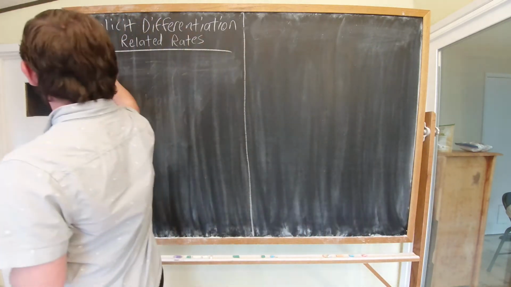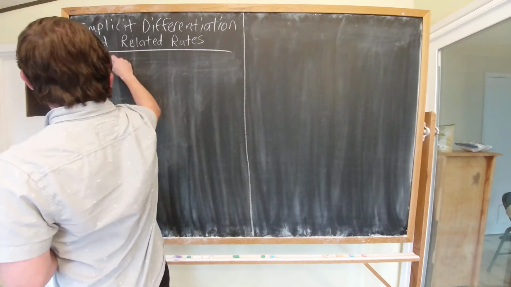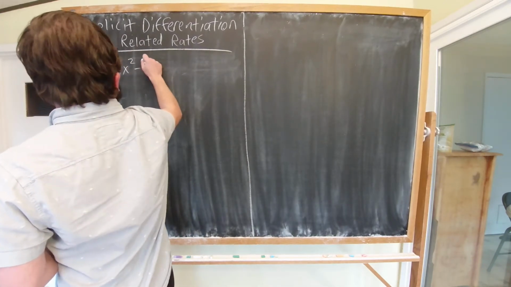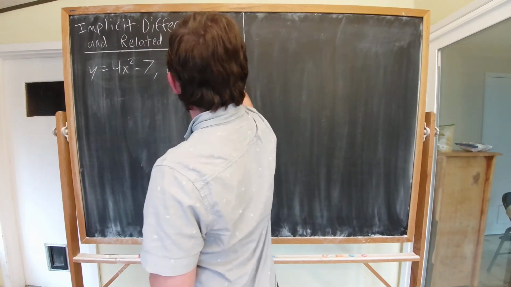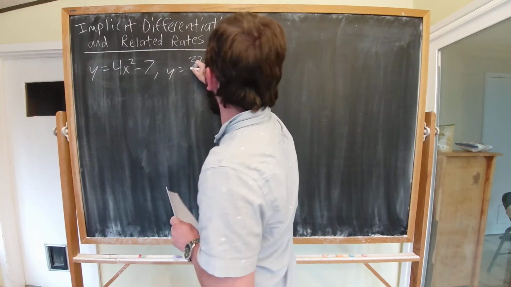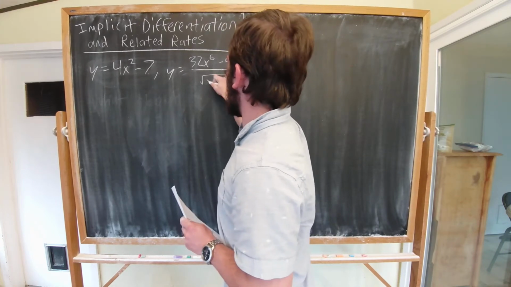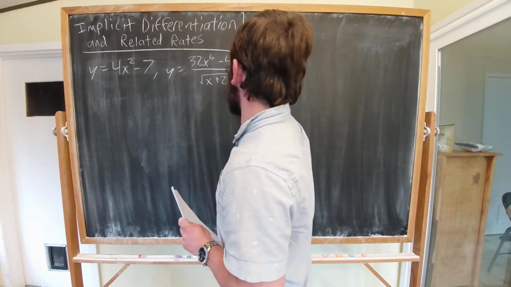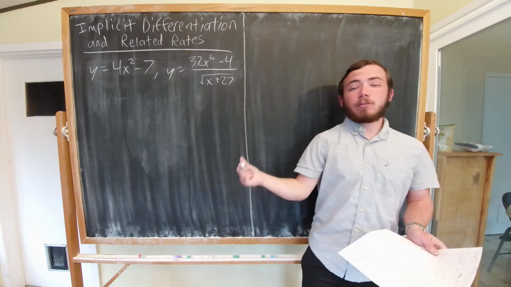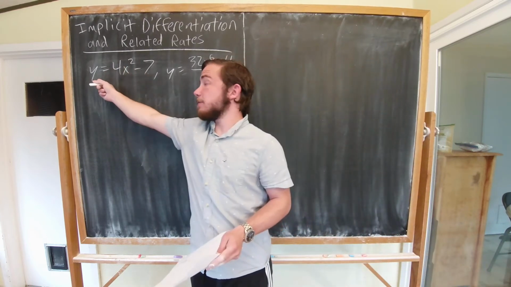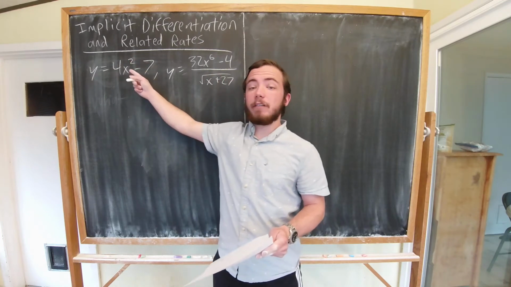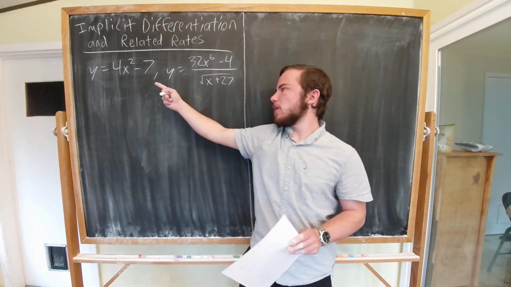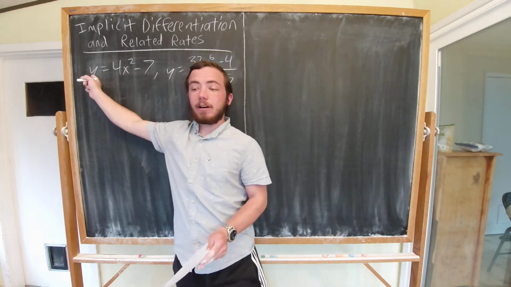So what is an explicit function? Maybe it's something like y is equal to 4x squared minus 7, or y is equal to 32x to the 6th minus 4 over square root of x plus 27. Something like that, right? Where we have our dependent variable, which could also be like f of x, as a function of the independent variable, and the dependent variable is all by itself.